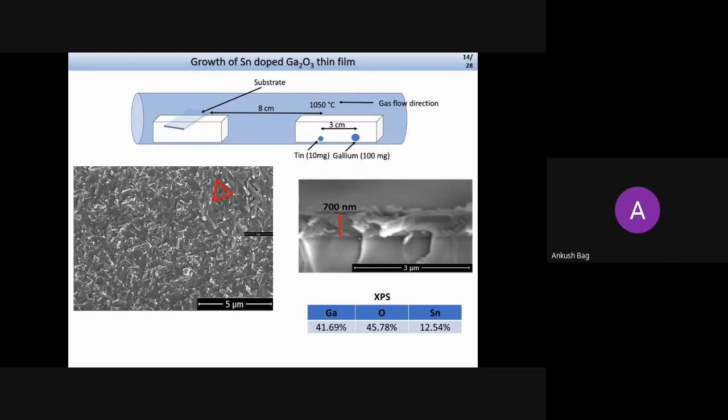Now the problem is this: although we could get good conductivity now, unlike the previous undoped gallium oxide thin film, this Sn-doped gallium oxide film is not very smooth like before. Here we have some trench-like, triangular structure, and this is due to the behavior of Sn. These are all material science things, but we need to address all these challenges to get a good device.